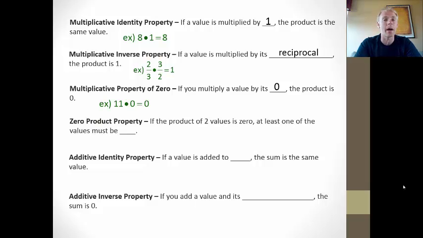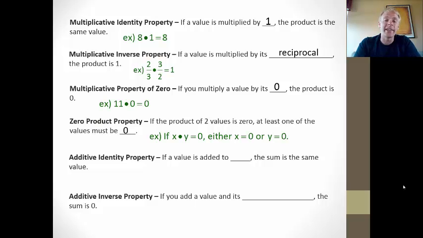Now the zero product property is very similar, except what it says is if we know we're going to end up with 0, but don't know what the two things we multiplied were, we can know that at least one of them has to be 0. So if we have x times y, I don't know what x is, I don't know what y is, but I do know that they end up equaling 0. Well, the zero product property tells me that either x is 0 or y is 0, or they're both 0, but at least one of them has to be 0 for this equation to be true. The last two deal with addition.